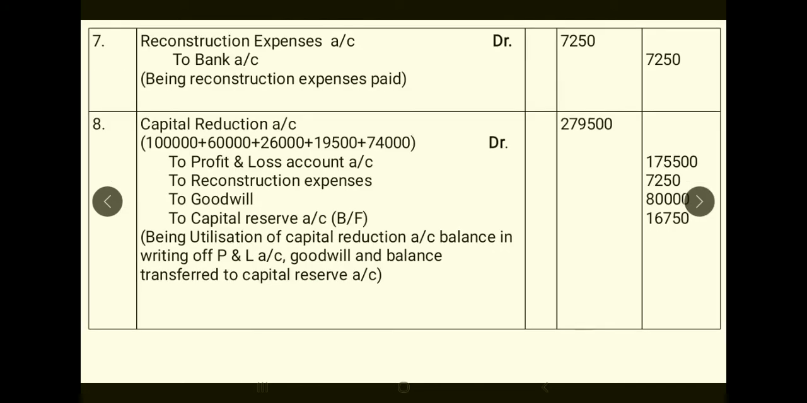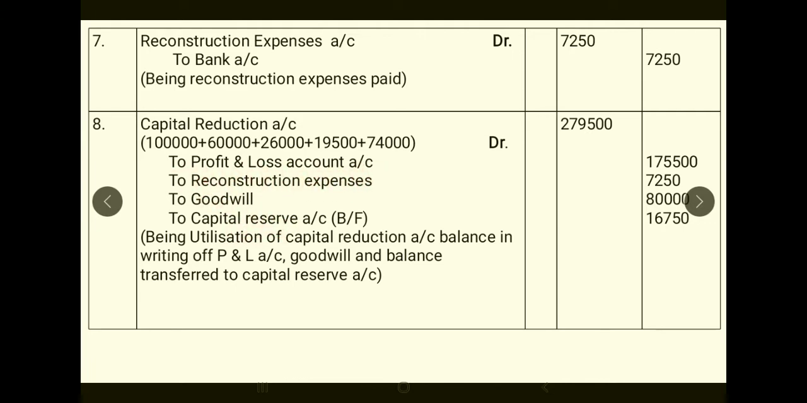So the reconstruction expenses will be: reconstruction expenses account debtor to bank. Amount is going out, expenses should be paid in cash, so your bank balance is reducing, so you'll write to bank. Reconstruction expenses account debtor to bank. Just like you pay rent, you'll write rent account debtor to bank. You pay salary, you'll write salary account debtor to bank. Similarly, when you pay reconstruction expenses, reconstruction expenses account debtor to bank, and you transfer this to capital reduction account at the end.